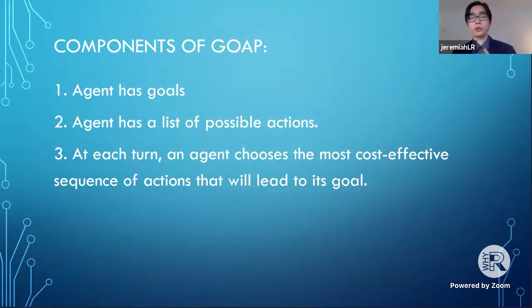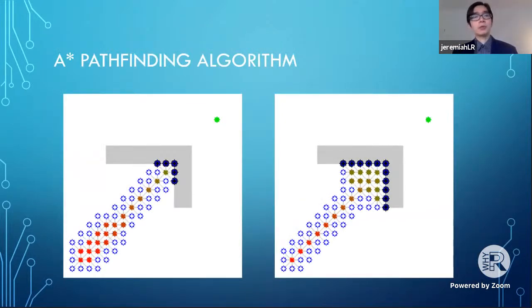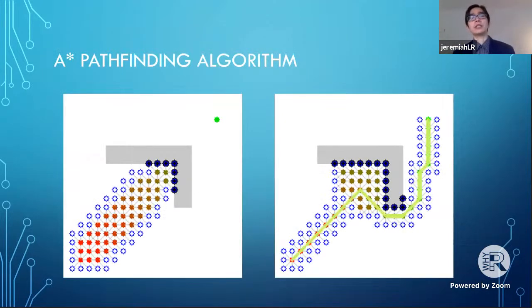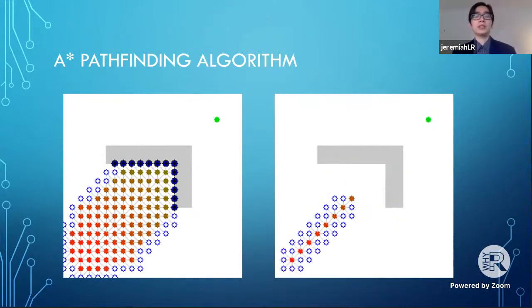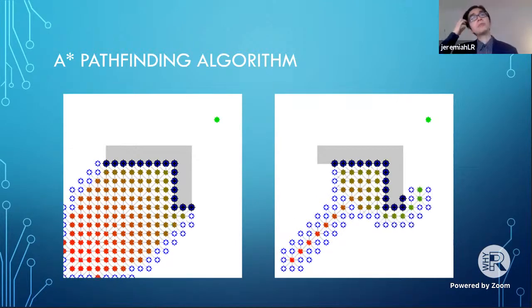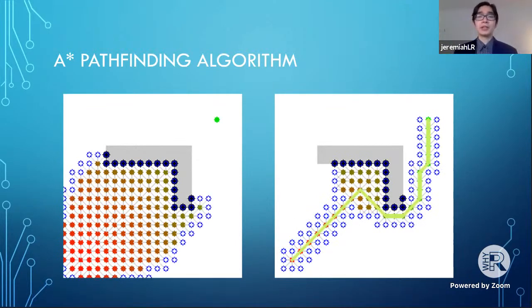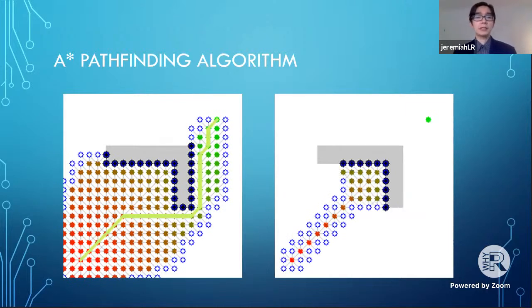Okay, so the agent will have goals. The agent will have a list of possible actions, and at each turn, an agent chooses the most cost-effective sequence of actions that will lead to its goal. And this last part is actually the most interesting part here. It's because the last part uses the A-star pathfinding algorithm. Here we have the same algorithm with different parameters, and it's used to help characters in a game to move from one place to another and avoid obstacles along the way. So it calculates the best path.